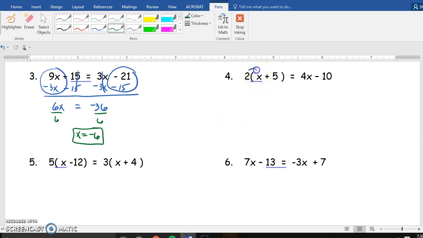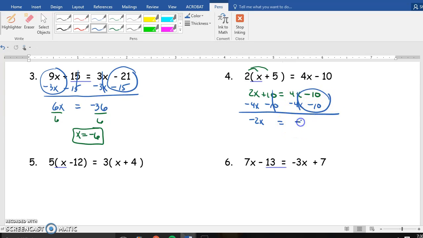Next one. We know we have to distribute, so I'm going to go ahead and distribute. 2x plus 10 equals 4x minus 10. Now, when I bring the variables to the left, I'm going to subtract 4x. And again, we have to pay very close attention to those signs. I'm going to subtract 10. 2x minus 4x is negative 2x equals, this is going to add up to give us negative 20. Now when I divide by negative 2, I get x is equal to positive 10.